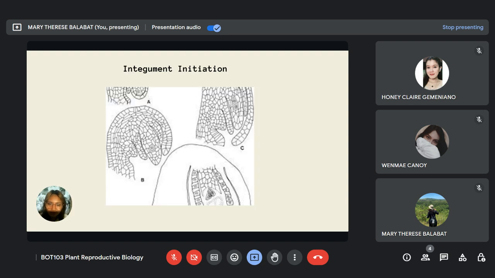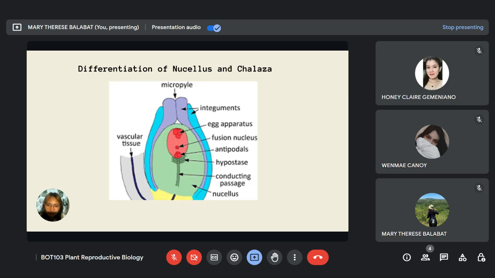We have the integument initiation, where the two integuments grow around the ovule primordium, enclosing it except for a small opening called the micropyle. Then, differentiation of nucellus and chalaza. The inner part of the ovule differentiates into the nucellus and the base forms the chalaza, where the vascular bundle enters.